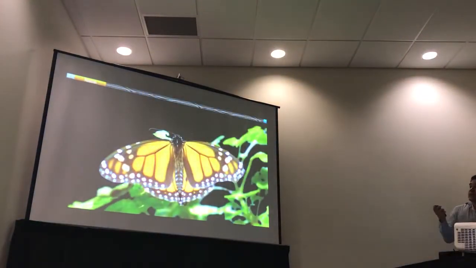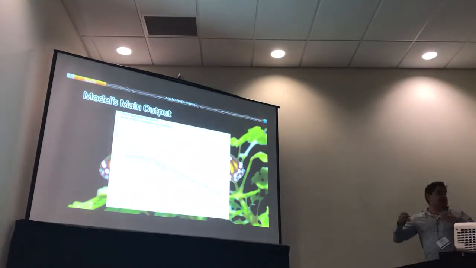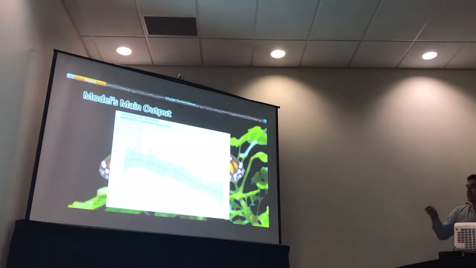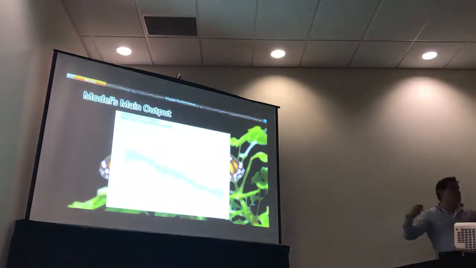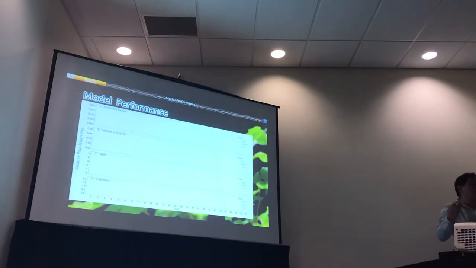For example, this is the main output of our model. It's a stochastic model, so we use 1,000 of these simulations to get stochasticity and confidence intervals and to do the rest of our analysis. What you can see, these yellowish bars, that's the observed data, and what is moving is the data that we are getting from the model. We have analyzed the performance of the model with several metrics. I'm just going to show you one.